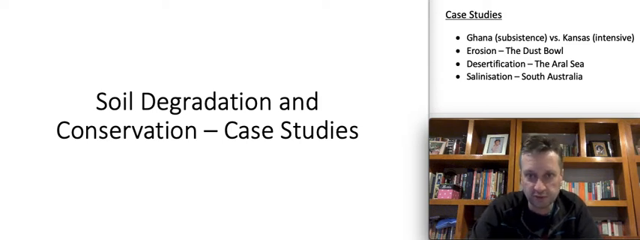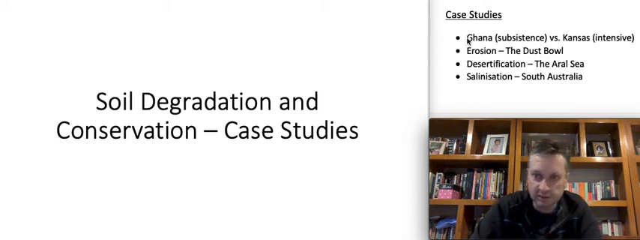So I thought we could look at 4 things. First of all, I'd like to look at an example of subsistence farming, and I've chosen Ghana in Africa, and we'll compare that to intensive agriculture in Kansas in the US. Then we can look at an example of catastrophic erosion. I've chosen to look at the Dust Bowl event in the 1930s in the US, which you might be familiar with. Then we can look at an example of desertification, or the formation of desert. And we look at the Aral Sea. It's not actually a sea, it's an inland lake in Western Asia.